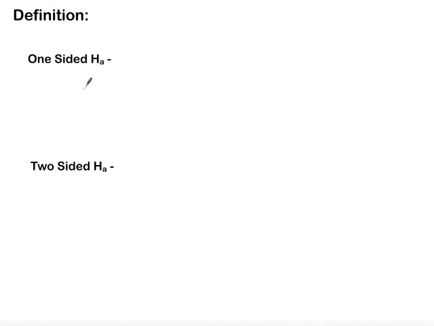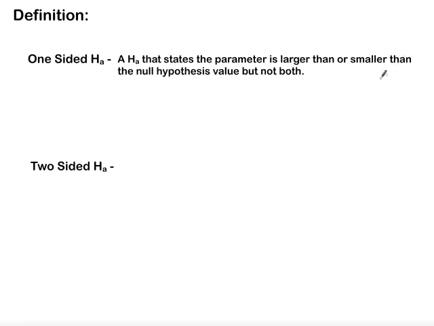So next we're going to talk about a one-sided alternative hypothesis. A one-sided alternative hypothesis states that the parameter is larger than or smaller than the null hypothesis value, but not both. So that would either mean that your mu was less than 0 or your mu was greater than 0, but it couldn't be both like the last one was.